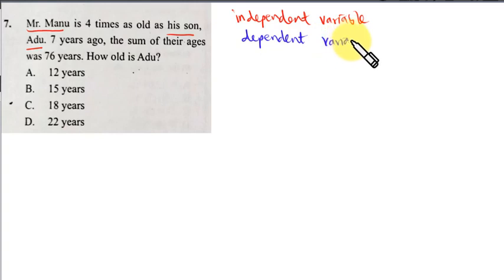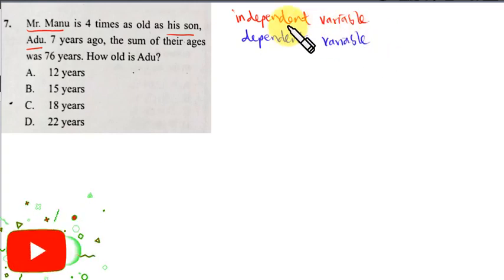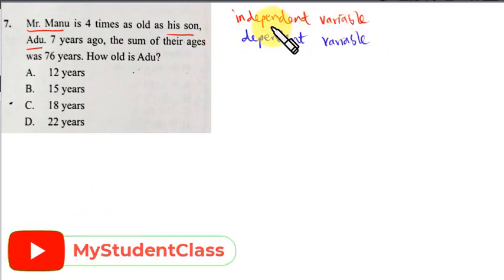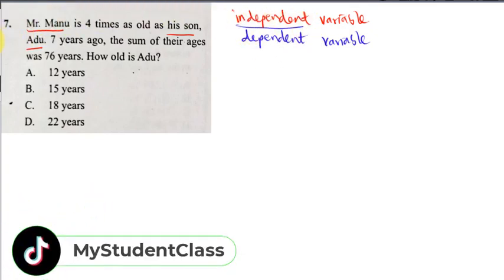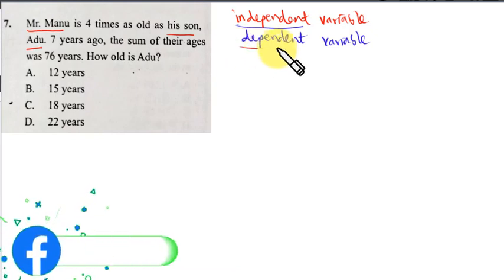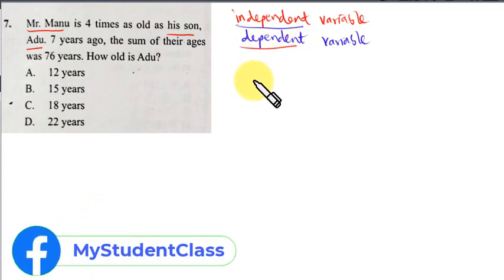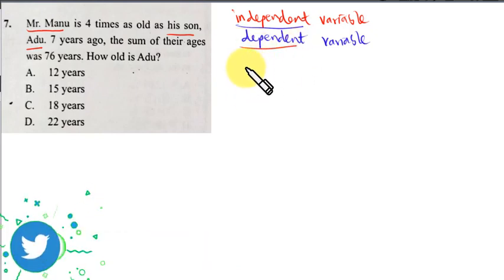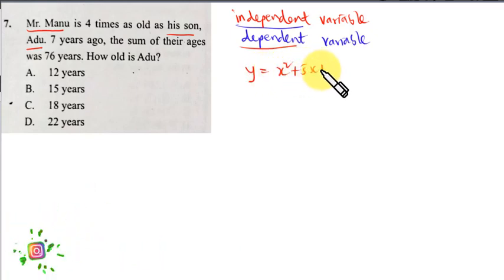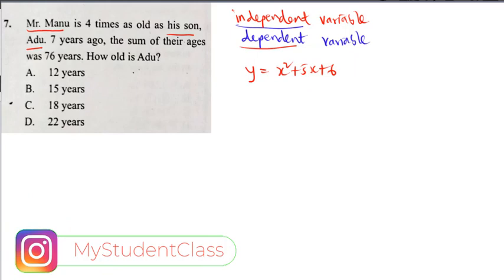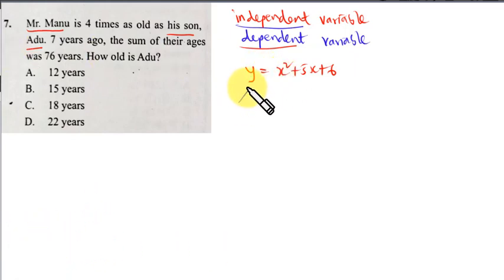So, the names are self-explanatory. When we say something is independent, it means that it doesn't depend on anything. And when we say something is dependent, it means it depends on something else. Let me give you an expression. For example, if I write something like y equals x squared plus 5x plus 6. Now, with this expression, if I want to find the value of y, then I have to know the value of x first. So the value of y depends on the value of x.